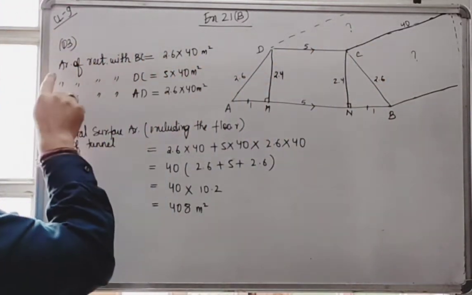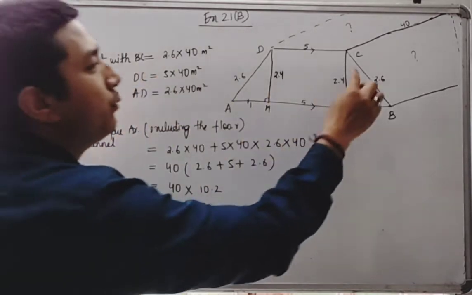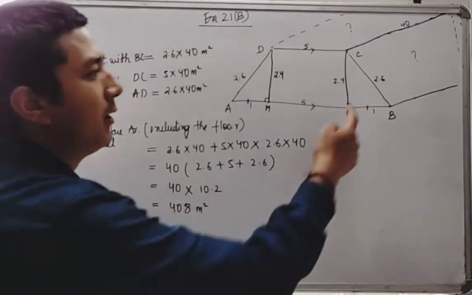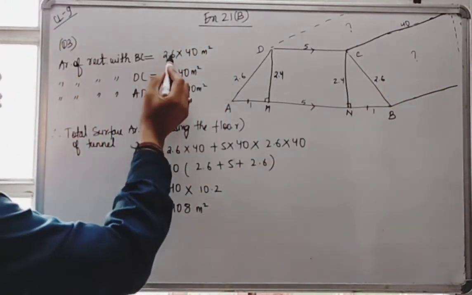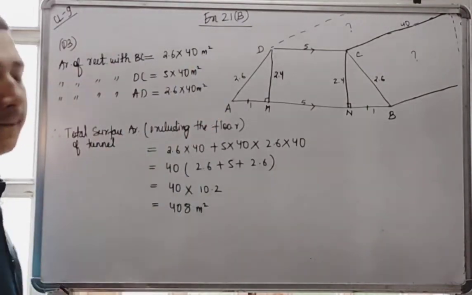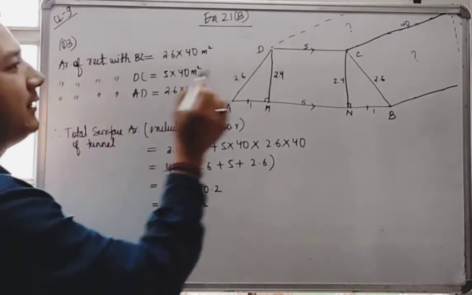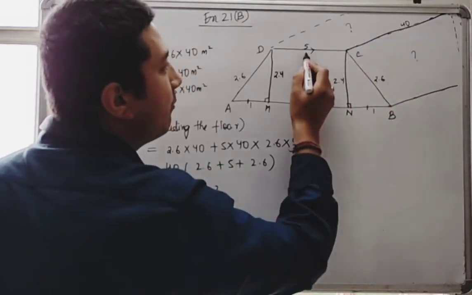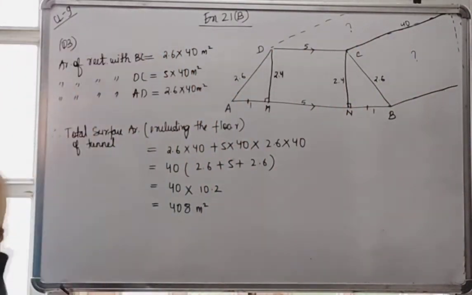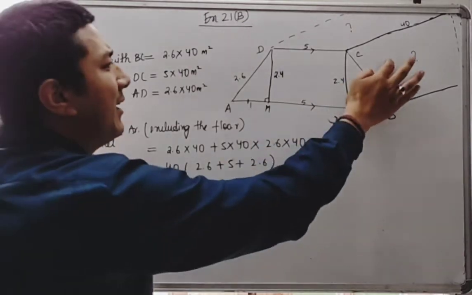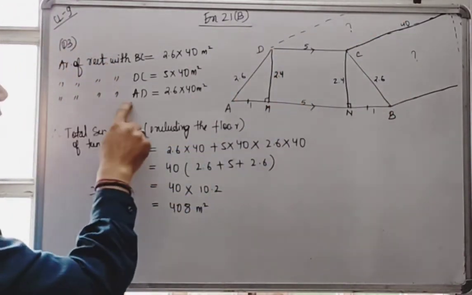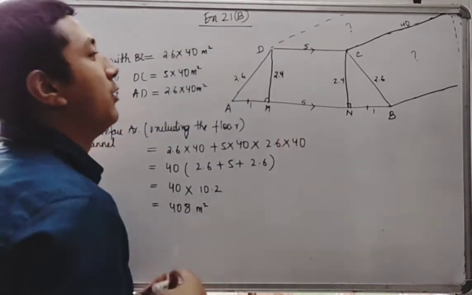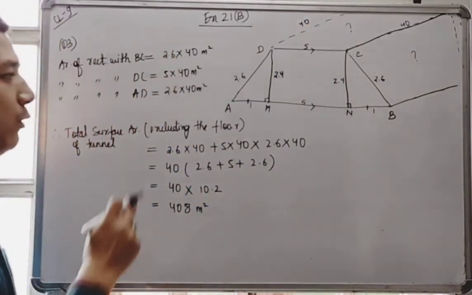I have written here area of rectangle with BC. So this is a rectangle. What is the area of a rectangle, boys? Length into breadth. So 2.6 into 40, obviously meter square. Area of rectangle with DC: this is your length, this is your breadth. So 40 into 5 meter square. Similarly, this area and this area are going to be the same. So area of rectangle with AD is 2.6 into 40.